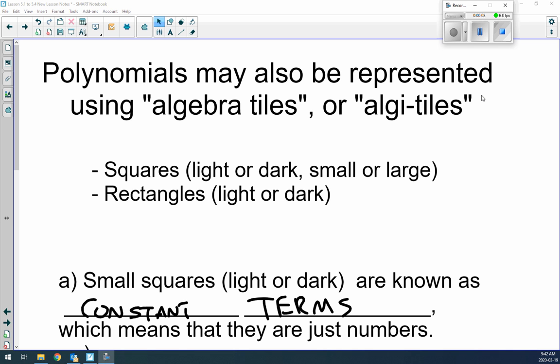Okay, this is 5.1 to 5.4, but this is part C. So we're going to talk about algebra tiles. What we have here are items that are used to represent algebra.